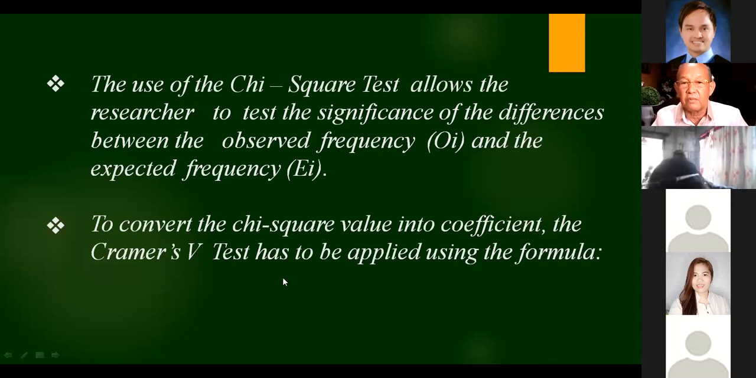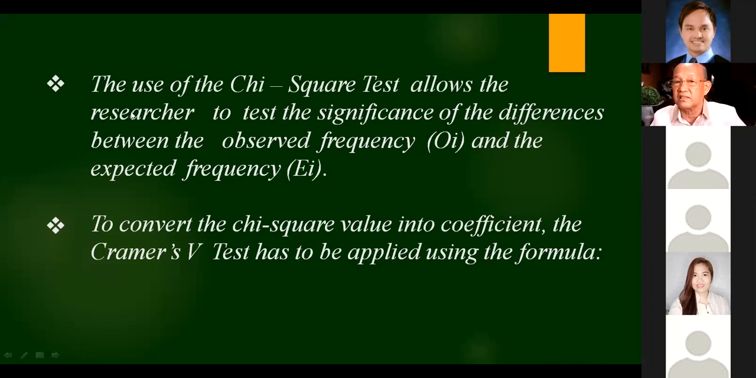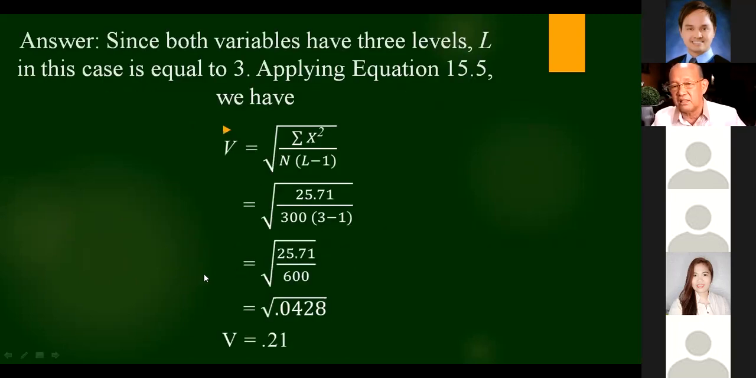For that reason, let me make an explanatory note. The use of chi-square test only allows the researcher to test the significance of the differences between the observed frequency OI and the expected frequency EI, nothing more. To convert the chi-square value into a correlation coefficient analysis, you have to use or apply the Kramer's V test. Okay? Madali lang siya. It will not give you any worry. Ito po yung Kramer's V coefficient procedure.